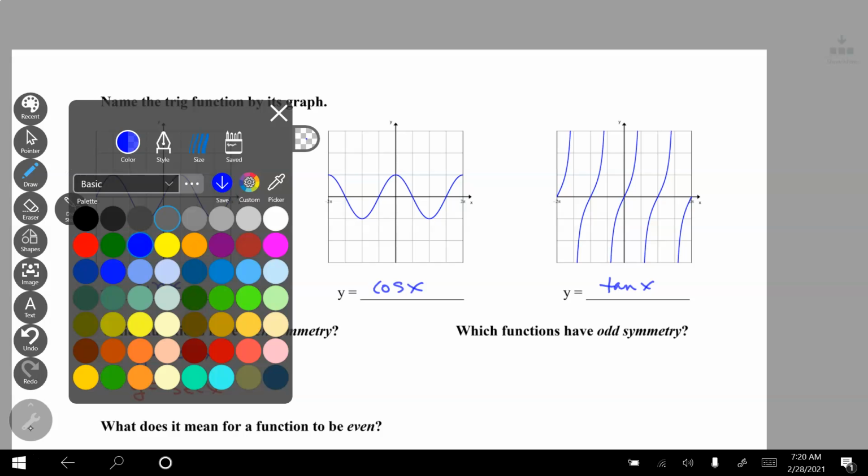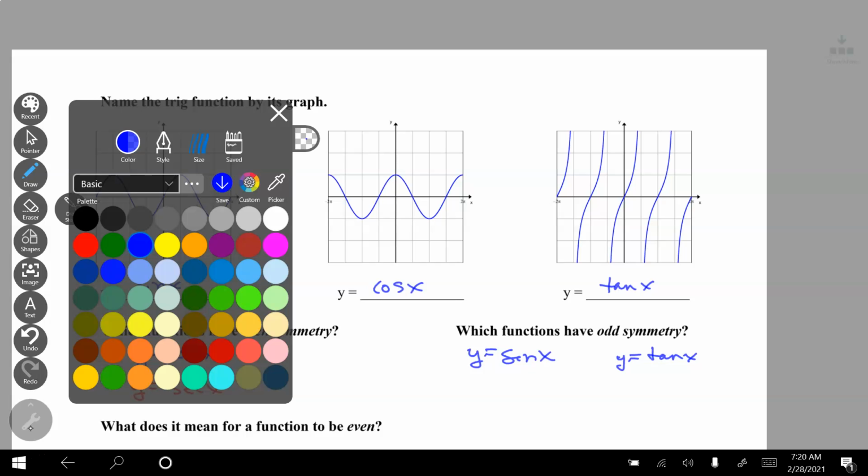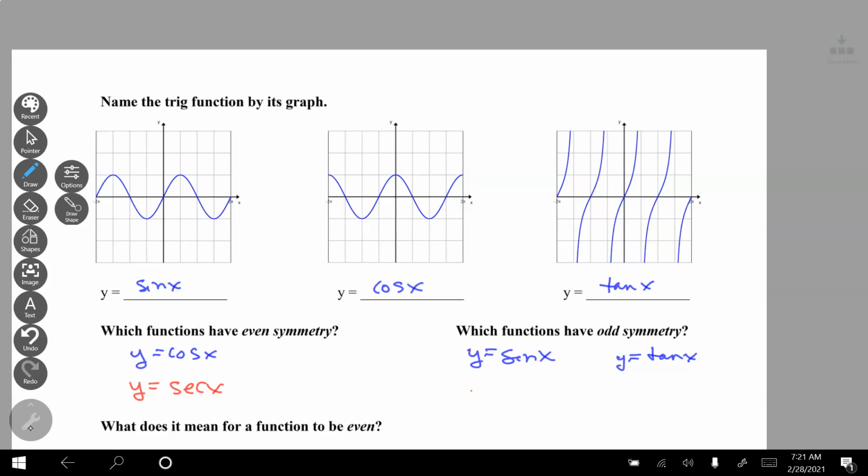And then which ones are odd? Well, we know y equals sine of x is odd, and if I look carefully at this, y equals tangent of x is odd. The odd functions you could rotate 180 degrees. Cosine, being even, could fold in half on itself. Therefore, y equals cosecant of x is also odd, and y equals cotangent of x is also odd, even though we never did that graph.